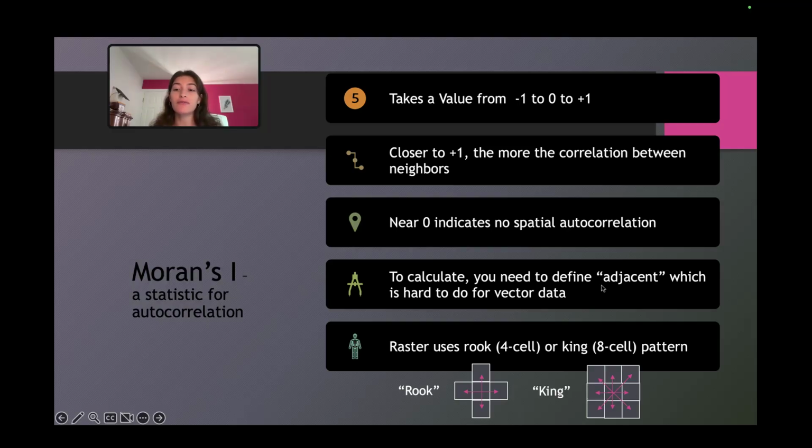To calculate it, you need to define what is adjacent. This is more difficult to do for vector data than it is for raster. A raster is going to use a rook, or a 4-cell, or a king, which is an 8-cell pattern, to look at what is adjacent.